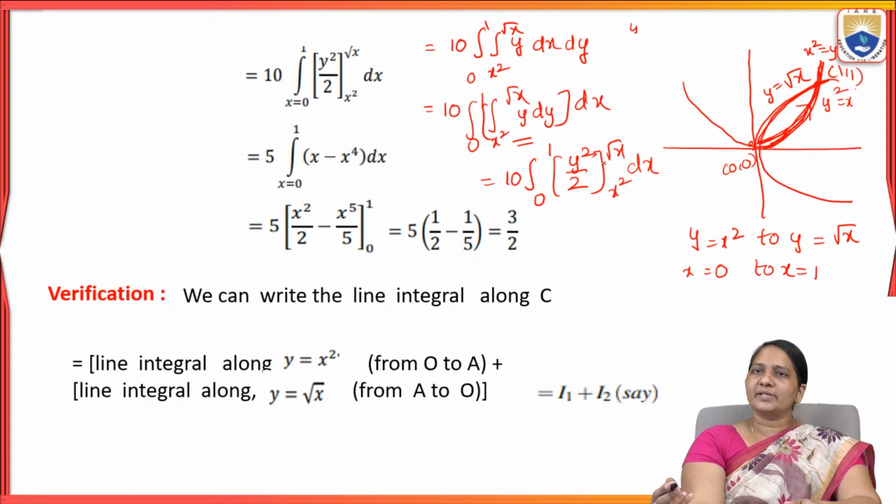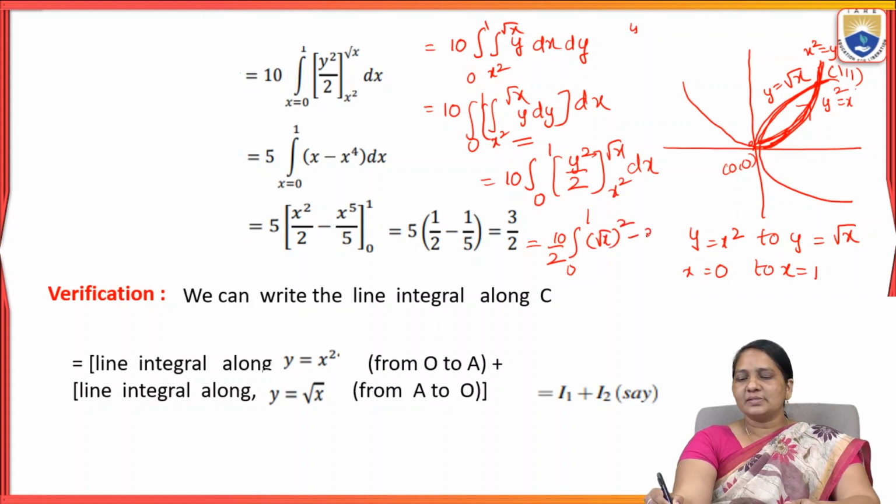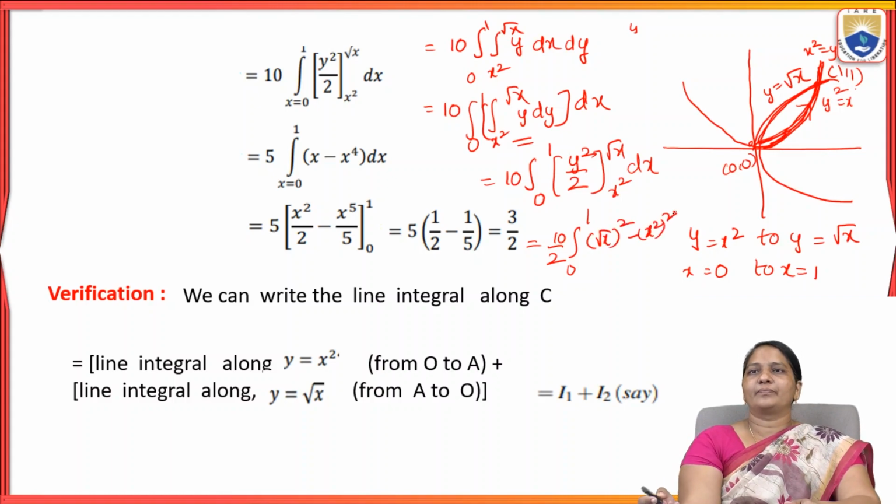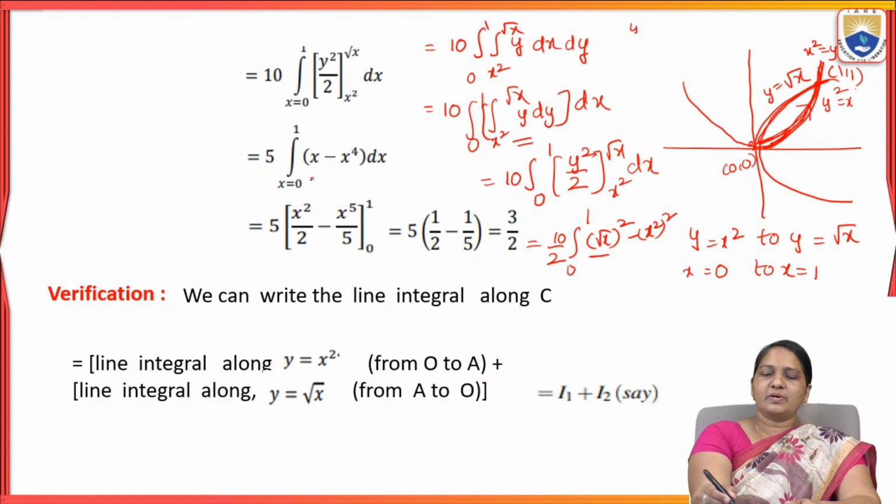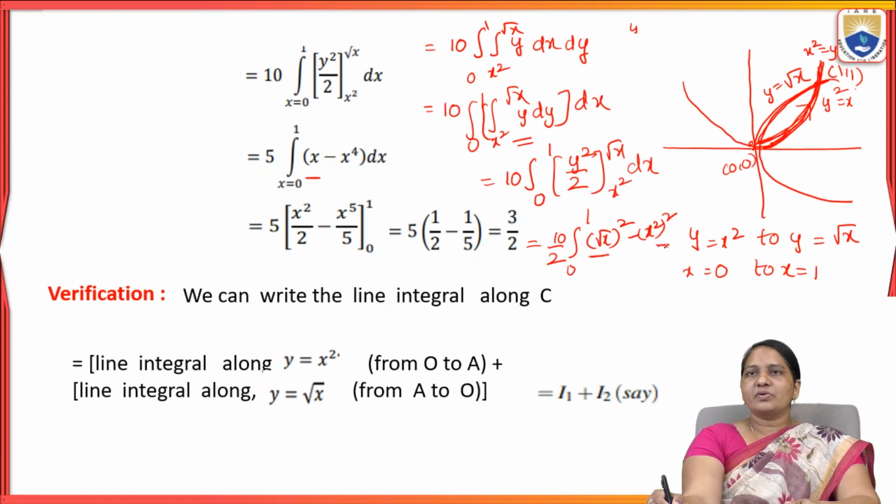x square to root x into dx. Now 10 by 2 is the constant. Integral 0 to 1 y square. In place of y square, we are going to replace the limits now. So root x whole square minus x square whole square. Root x whole square means x. X square whole square means x power 4 into dx.